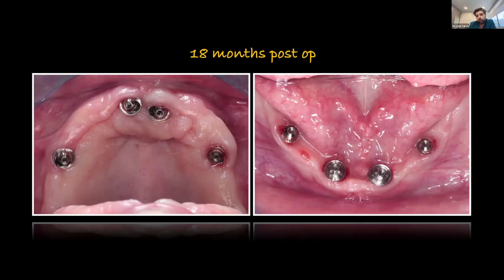I unscrewed the provisional restorations. This was the situation. And on the image on the left side, you can see how thick that portion of tissue on the buccal side is. So if I showed you only this picture, you would have no concern whatsoever of what's going on underneath, even though I just showed you.